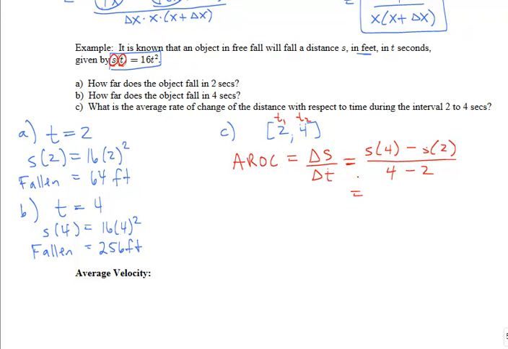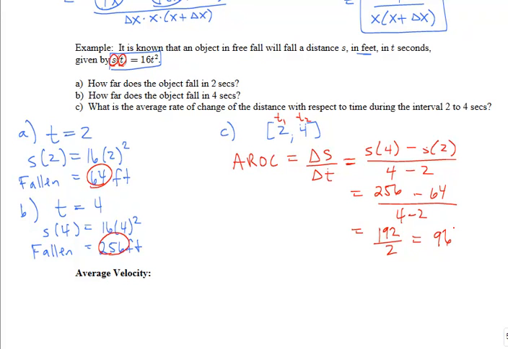Now luckily in part A, we found S of 2 already. That was this 64. And in part B, we found S of 4. So that was this 256. So we already got those two values from our function. 256 minus 64 is 192. 4 minus 2 is 2, and when I divide, I get 96.